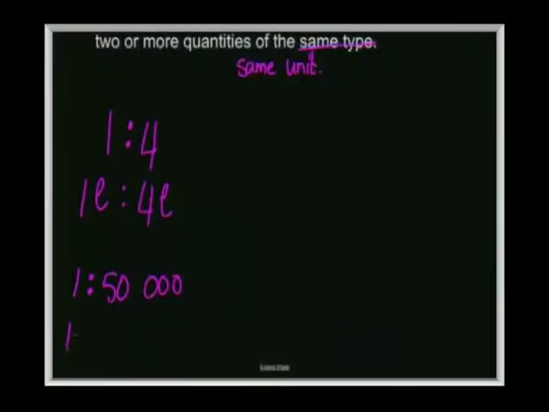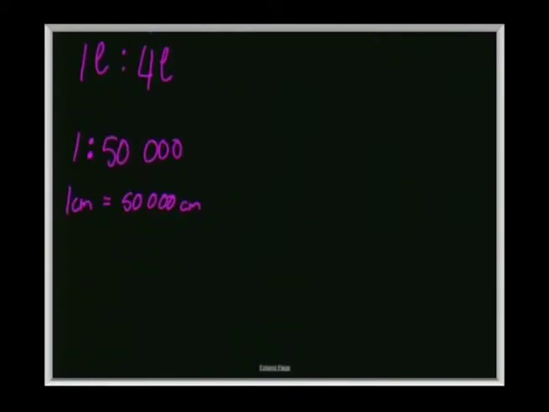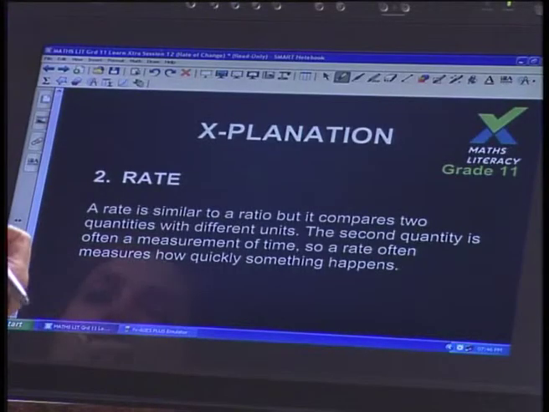And when we compare, remember that we have to have the same quantity or the same unit. So 1 centimeter on my map will be equal to 50,000 centimeters in real life. Or if I have 1 inch, which is a British measure, on my map, it'll be 50,000 inches in real life. So like I said before, it doesn't matter what the quantity is, as long as you compare the same quantity. Let's move on to rate, where we compare two different quantities.